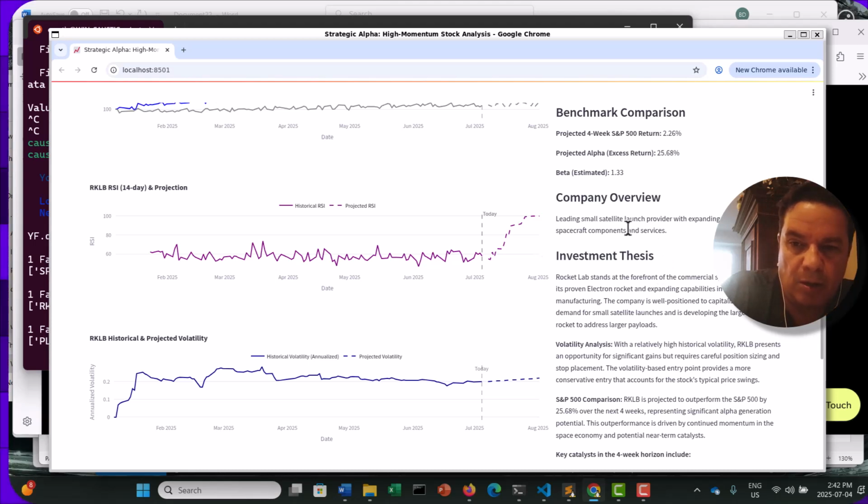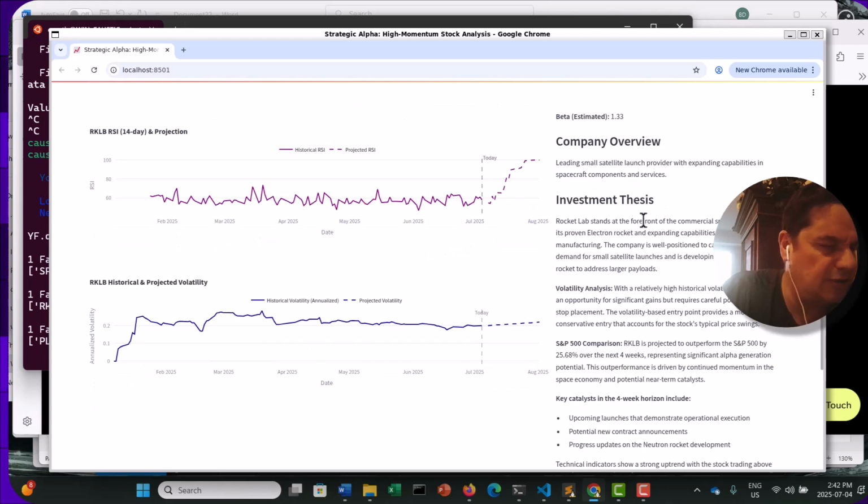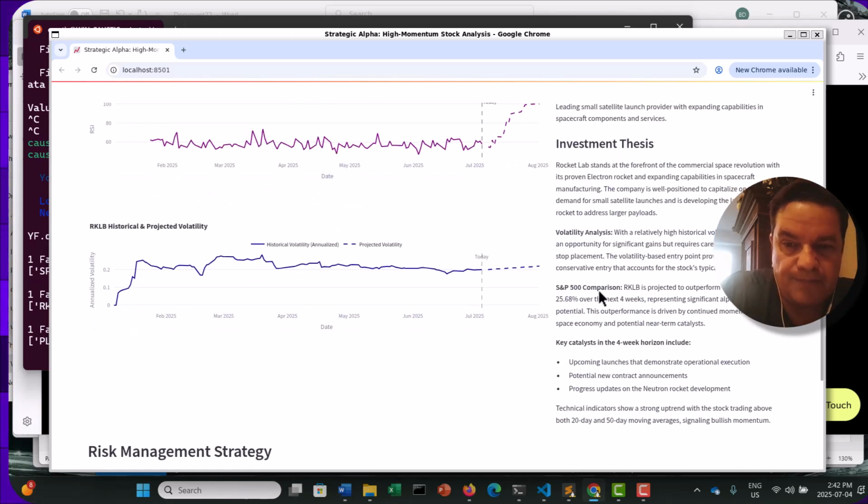So this is a small satellite launch provider, expanding capabilities to spacecraft and components and services. Gee, sounds like a SpaceX to me. And you know the story of Elon Musk. So it's got the analysis here, an opportunity for significant gain, but requires careful position sizing and stop placement. So we got all that included as part of the AI analysis.